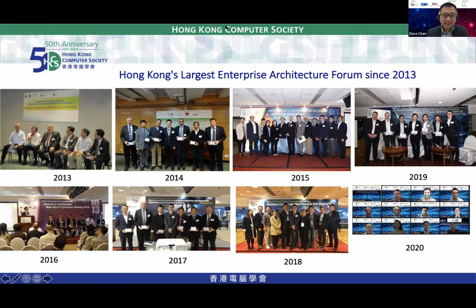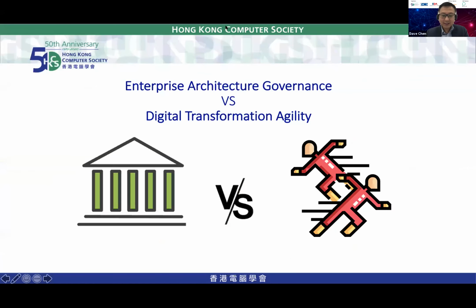So the theme of today's Symposium 2021 is Spearheading Digital Innovation for the Future. Digital transformation has become the hottest initiative in every organization.